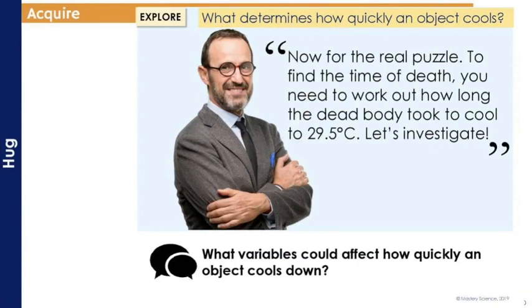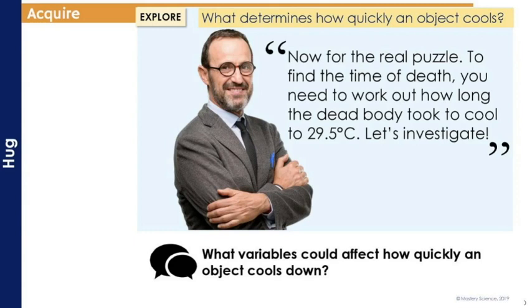So this is what we did for the acquire for heat and temperature. In the acquire, students explain phenomena using structured problem solving. In this lesson, students are set a puzzle. They're told that a body is found in an icy lake and its temperature is 29.5 degrees C, so they need to work out when the person was killed. We're giving them a problem to solve, but we're not making them do it all by themselves. We're giving them lots of structure to help them to figure that out.